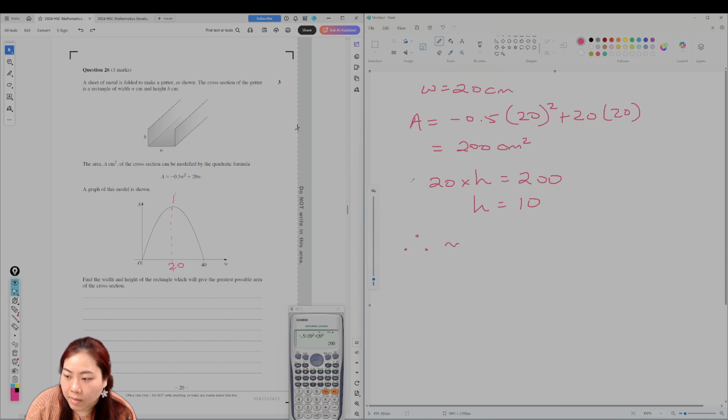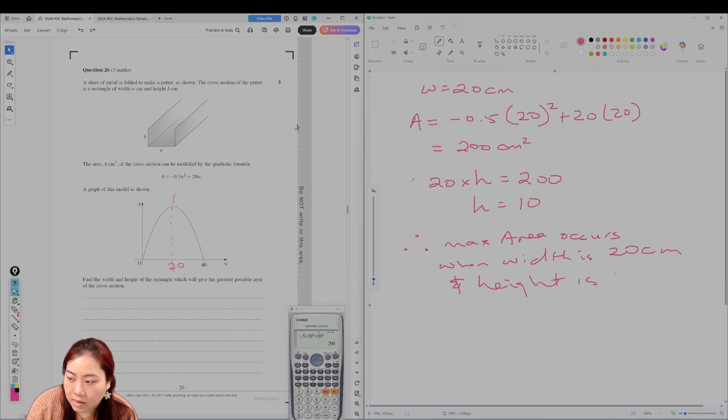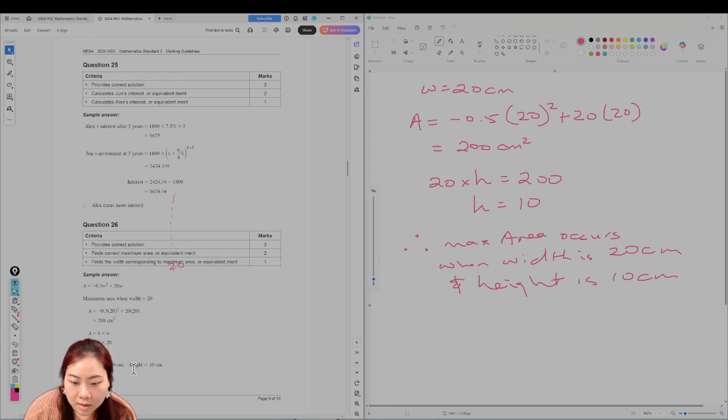Therefore, maximum area occurs when width is 20 centimeters and height is 10 centimeters. Let's check the answers. There we go.